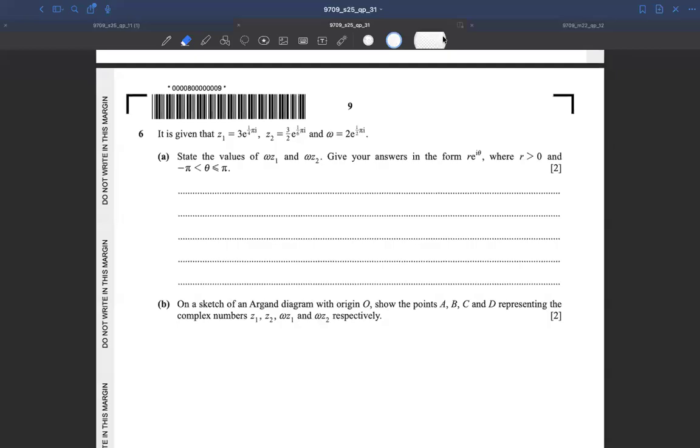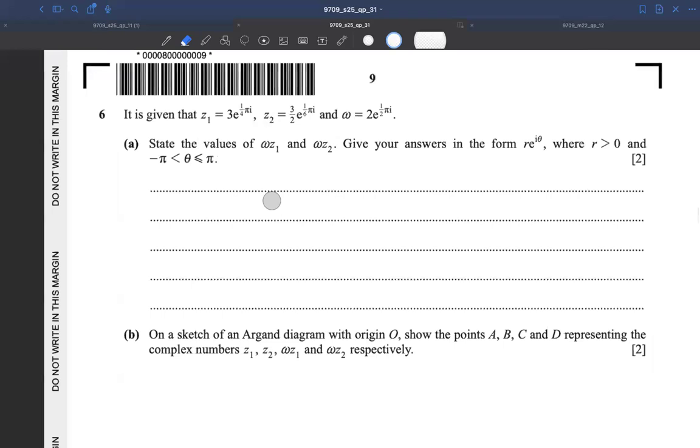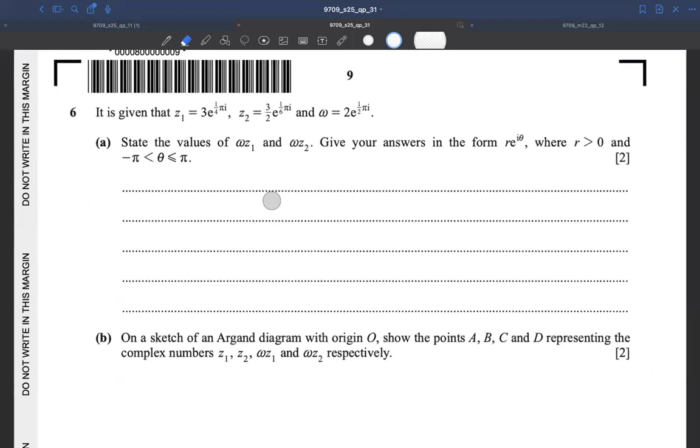In question number 6, it is given that Z1 is 3e^(iπ/4), Z2 is (3/2)e^(iπ/6), and ω is 2e^(iπ/2). We have to state the values of ωZ1 and ωZ2, giving our answer in the form re^(iθ). Now, what we are supposed to know is that when we multiply two complex numbers, the modulus multiplies directly. So when we multiply ω by Z1, this will multiply 3 times 2.